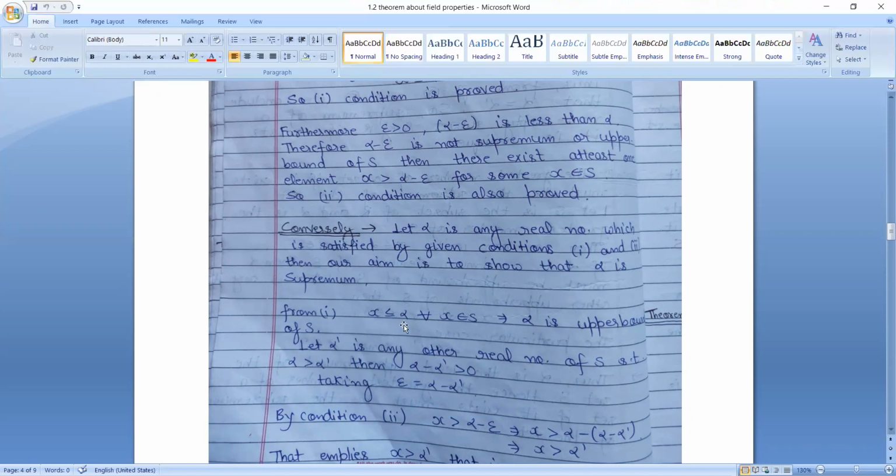From the first condition, x is less than or equal to alpha for all x belongs to S. That implies alpha is an upper bound of S. Let alpha dash be any other real number such that alpha is greater than alpha dash, then alpha minus alpha dash is greater than 0. Now take epsilon equal to alpha minus alpha dash.